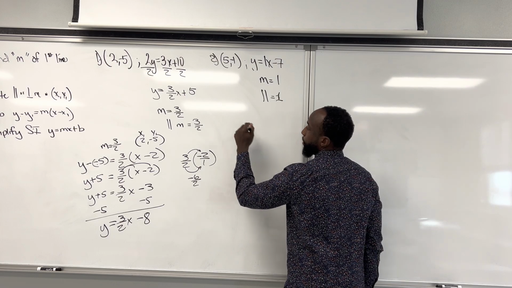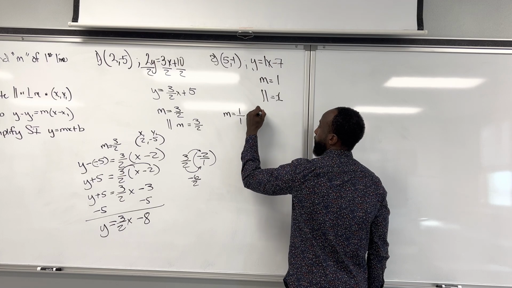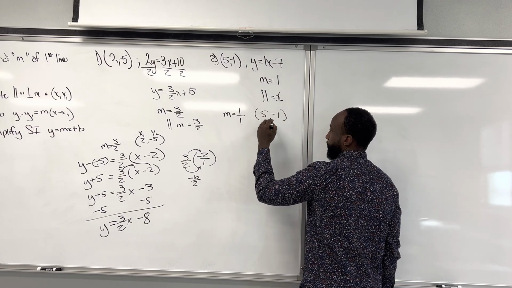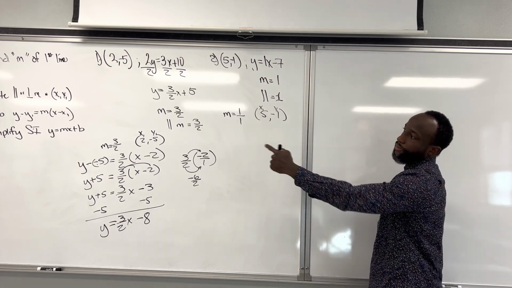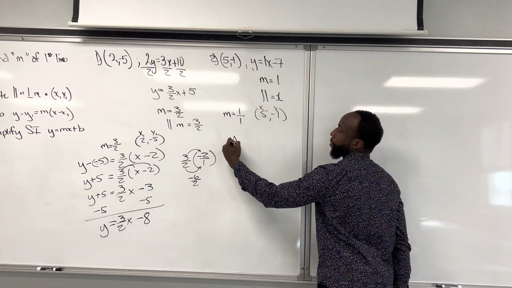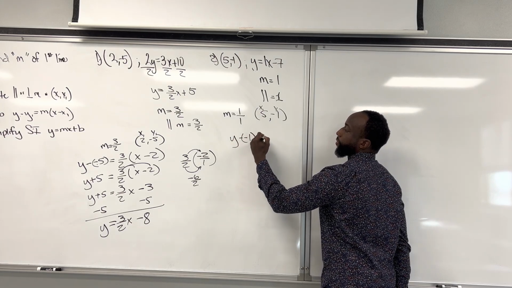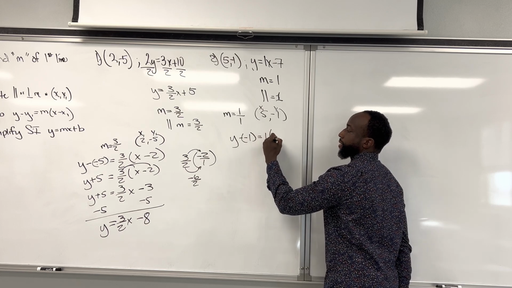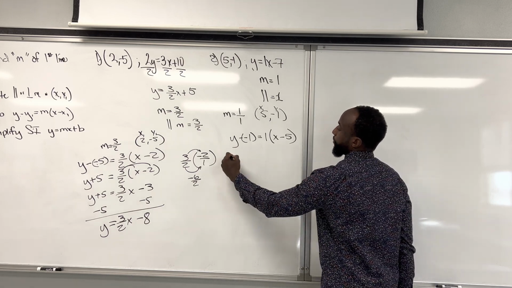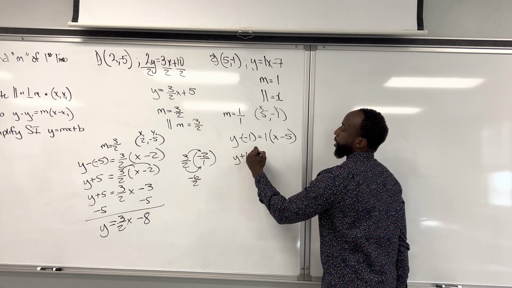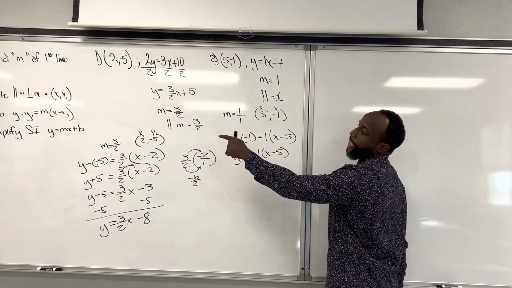So now we're going to write down our slope equals 1 over 1 and our point (5, -1). This is x1, this is y1, okay? Then we're going to substitute it into the equation. So it'll be y minus y1 equals the slope times x minus x1. Okay? Simplify, so it'll be y plus 1 equals 1 times (x minus 5). Now we're going to write it in slope-intercept form.